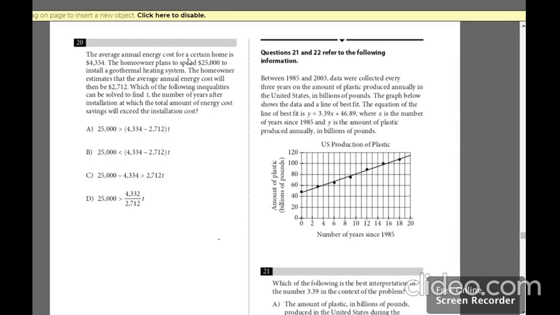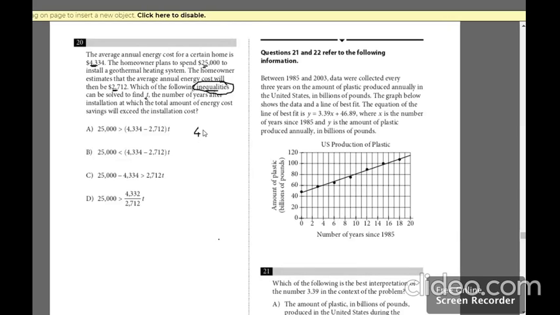Question number 20. The average annual energy cost for a certain home is 4,334. The homeowner plans to spend 25,000 to install a geothermal system. The homeowner estimates that the average annual energy cost will be $2,712. T is the number of years after the installation. Total energy cost will exceed... We need to work it out and get the inequalities. That's what is given over here.